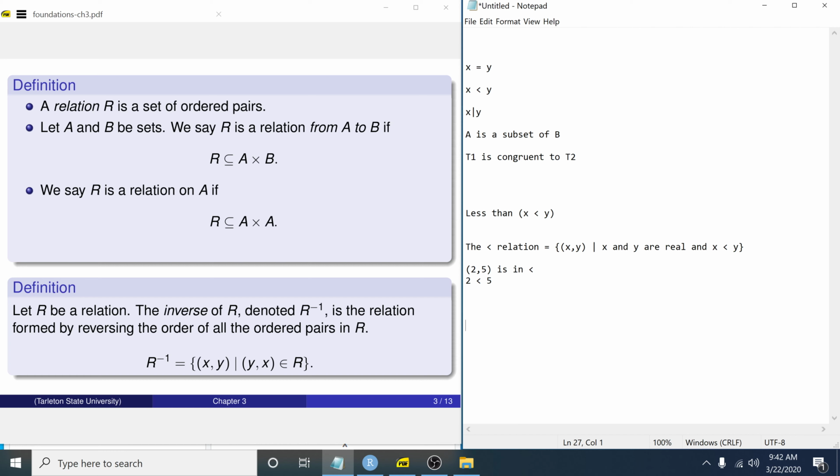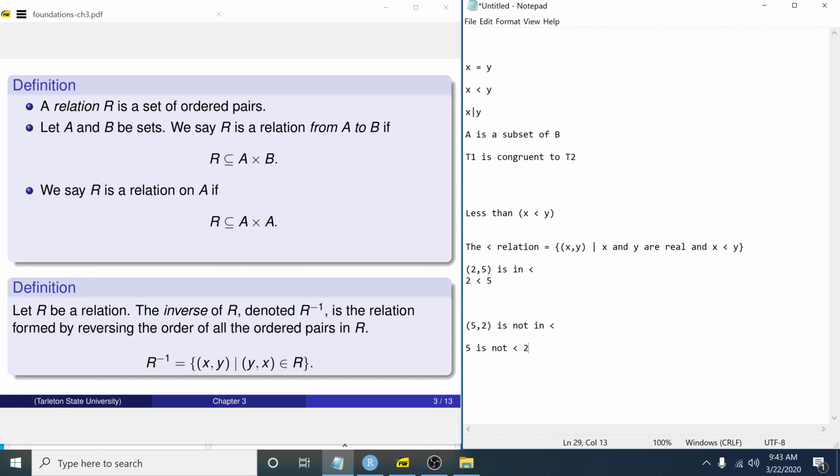Or we would say something like, 5 comma 2 is not in the less than relation. And so that would be summarized by saying 5 is not less than 2. When we're writing this out by hand, we can put a less than sign with a little slash through it. So yeah, every relation that you've encountered in your mathematical career up to this point is really just a set of ordered pairs.